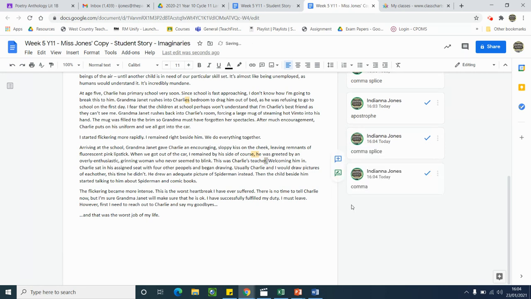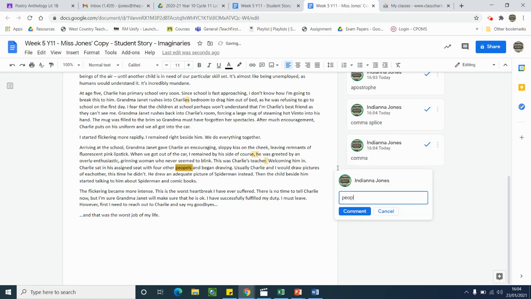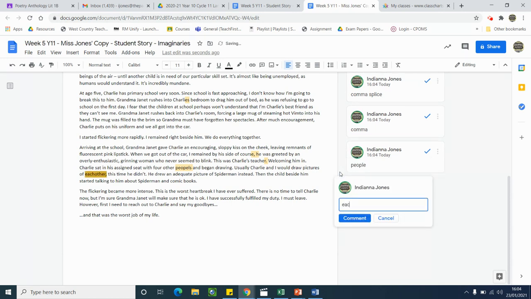"Charlie sat in his assigned seat with 4 other peoples." Interesting. I think the writer is rushing a bit now. "People." But they haven't made any other mistakes like that. "And began drawing. Usually Charlie and I would draw pictures of each other." This is a really common mistake. "Each other" is 2 words, not one. It's not like "into". You don't just bung all of them together. "Each other. This time he didn't." Right, that is a comma splice because "this time he didn't" makes sense on its own.